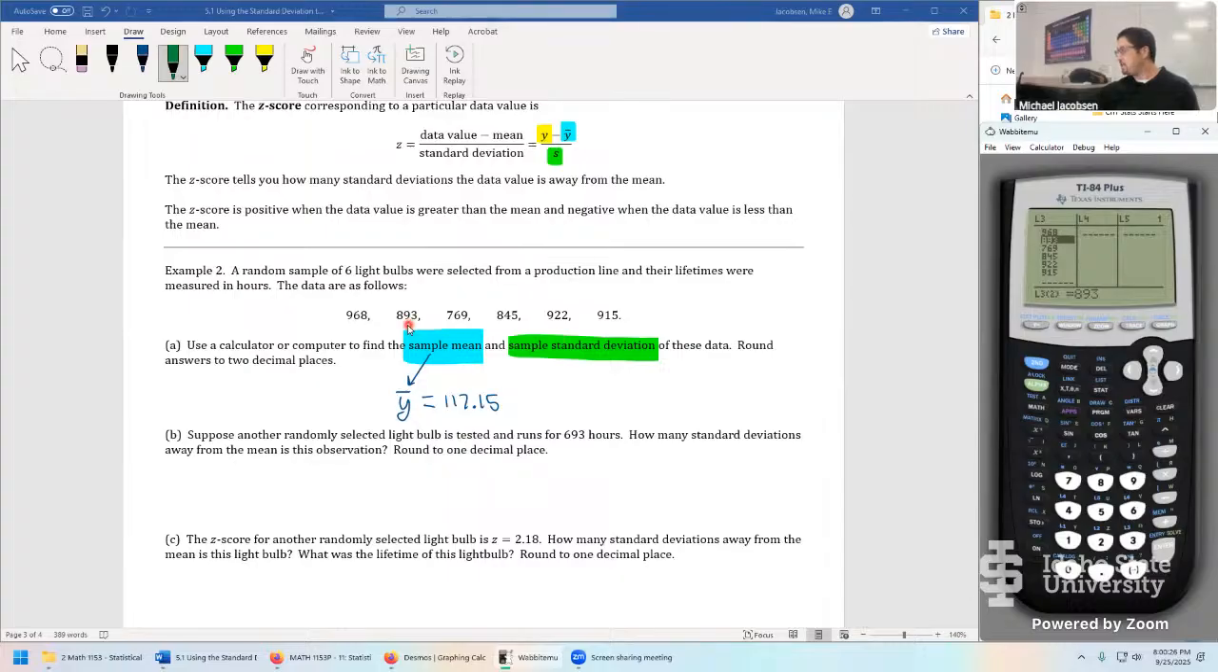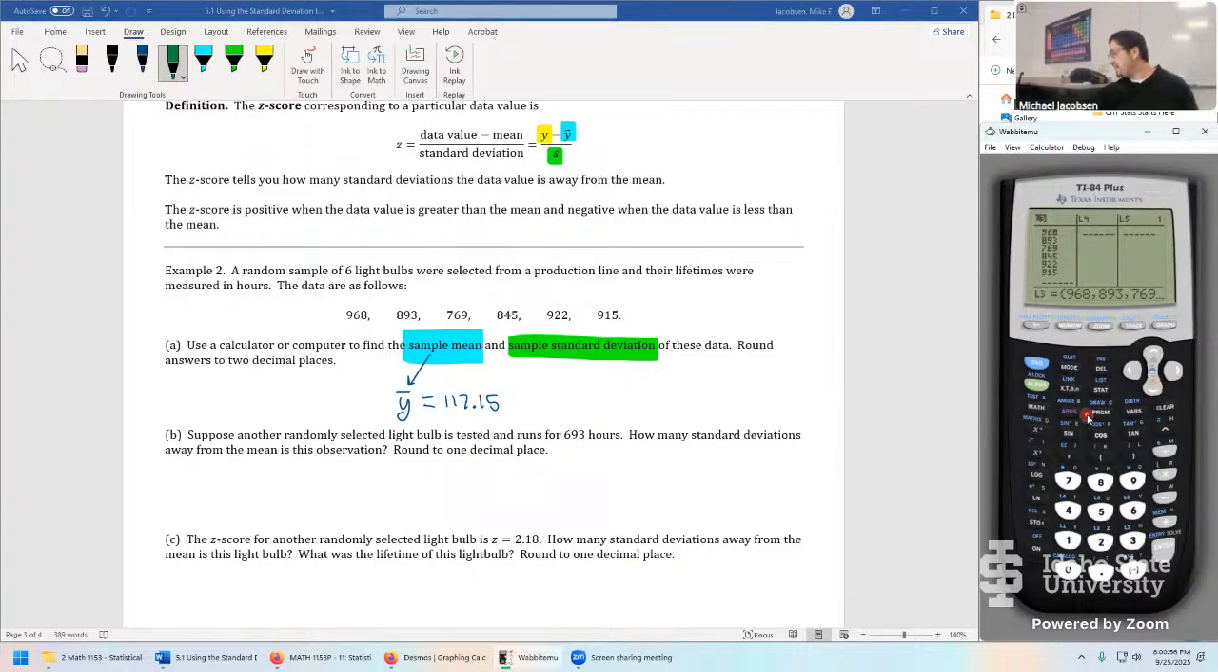968, 893, 769, 845, 922, 915. Not L3. Oh, that's weird. Thanks for mentioning that. That was totally invisible to me as an issue there. I thought my calculator was in a normal form, but no, that's the wrong column whatsoever.